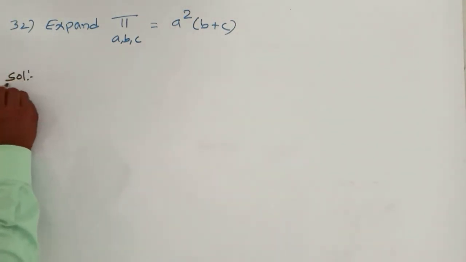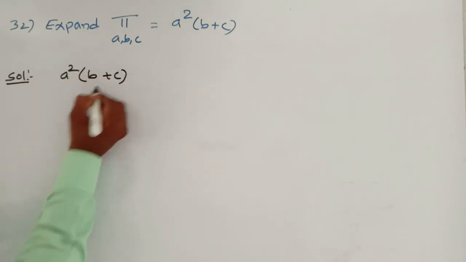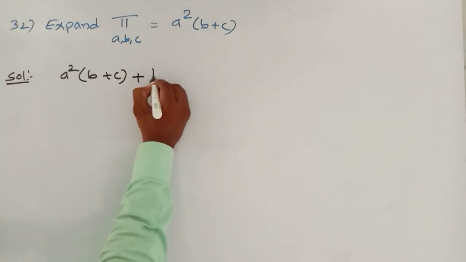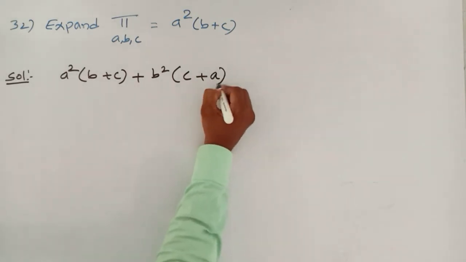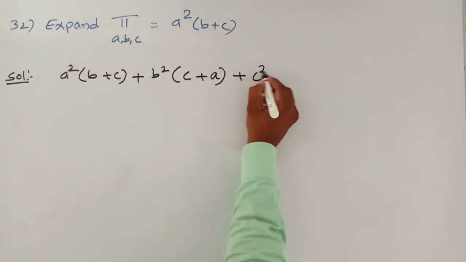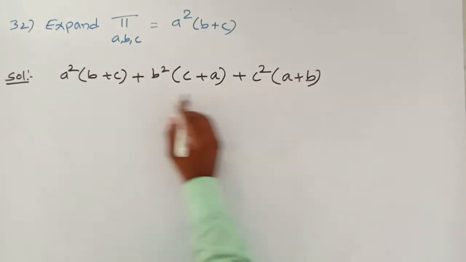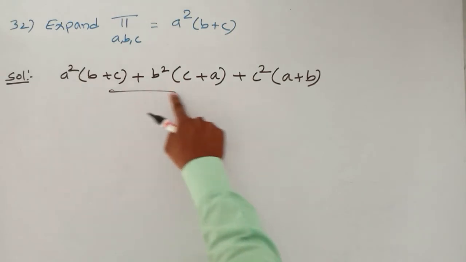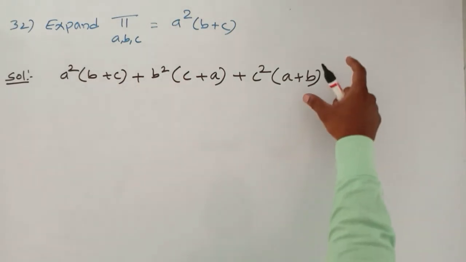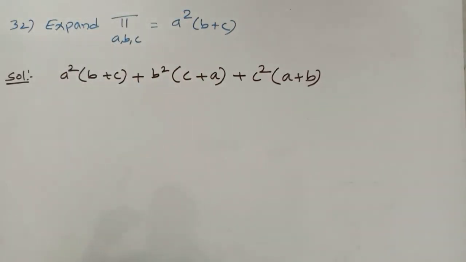Here the solution is, I am expanding. The first term is a square, with b and c in the bracket. In the second case I take b square, and the remaining terms will be c and a, in cyclic order. Then the third is c square into (a plus b). So this is the expansion of the function of a, b, c equal to a square (b plus c) and so on. It is a cyclic polynomial, and a cyclic polynomial can be represented in this method also.